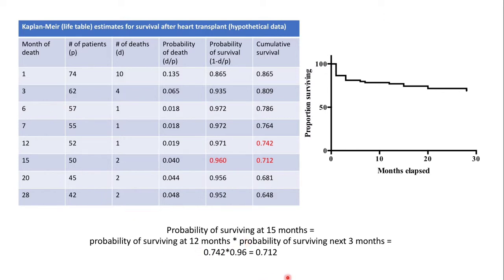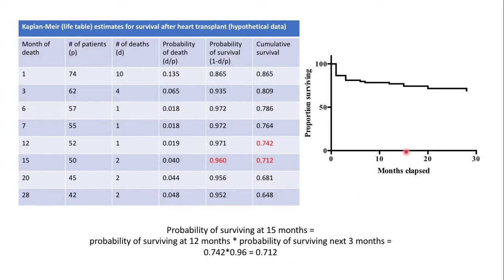So say, for example, we want the probability of surviving at 15 months. How do we calculate that? You take the probability of surviving at 12 months multiplied by the probability of surviving the next 3 months. What we have right here is 0.742. Remember, the next 3 months is basically from the last time point that we measured the occurrence of the event. So you're multiplying 0.742 times 0.96, and this is how we come up with 0.712, or 71%. The cumulative survival at 15 months was 71%.